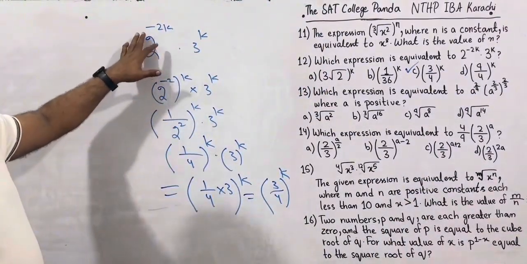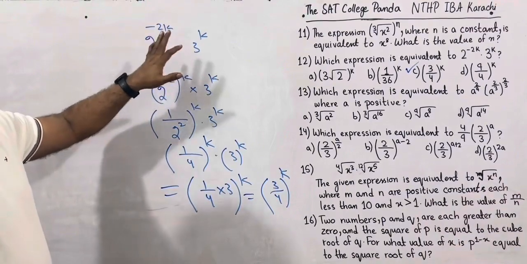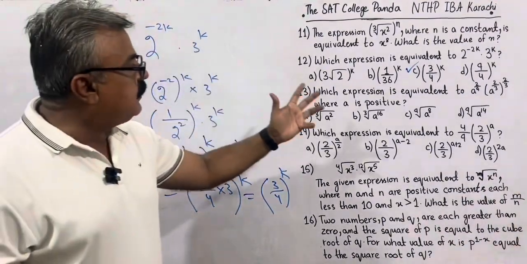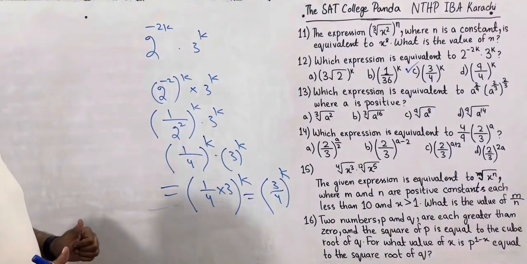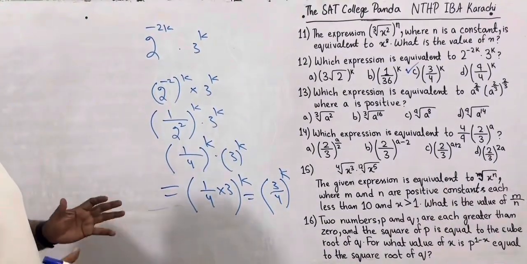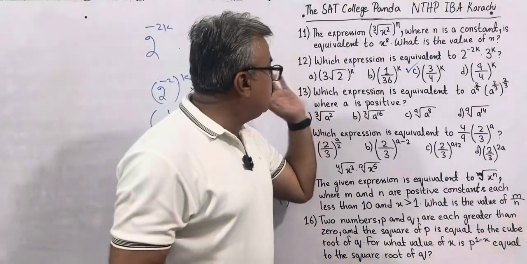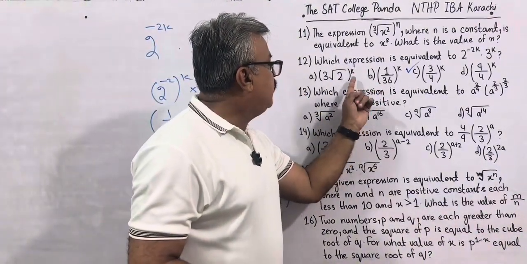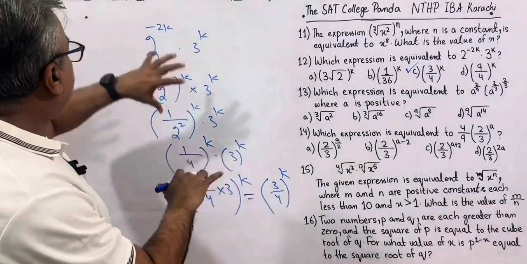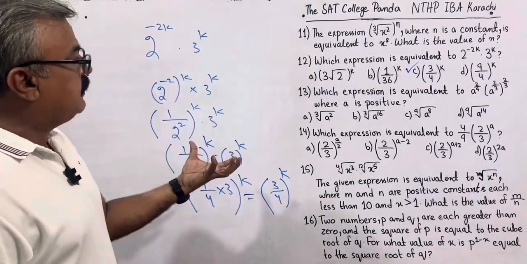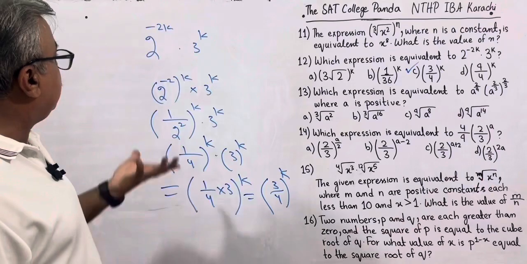We have been given 2 raised to negative 2k times 3 raised to k. If we inspect the options, the options are our steering. Move yourself towards the options. They give us ample hint that the overall power must be raised to k. We have merged all these things into a single term having power k.